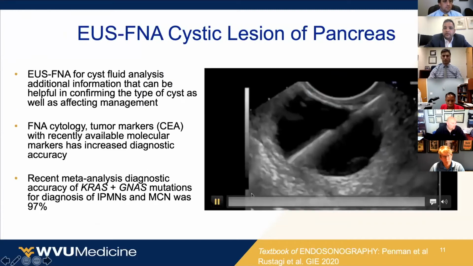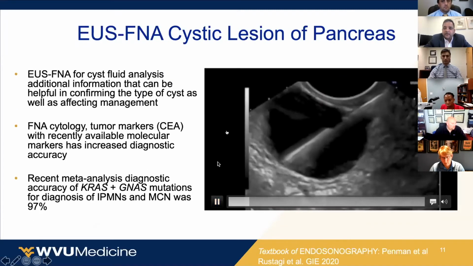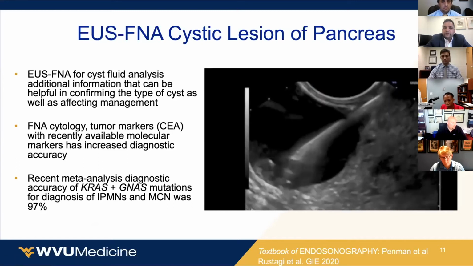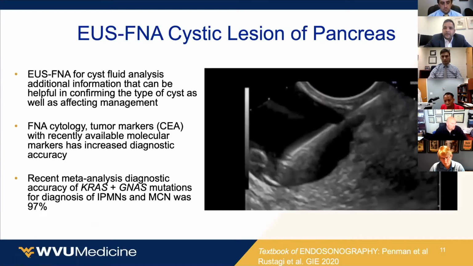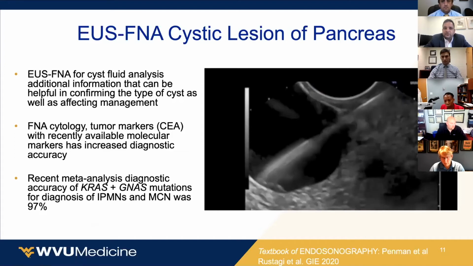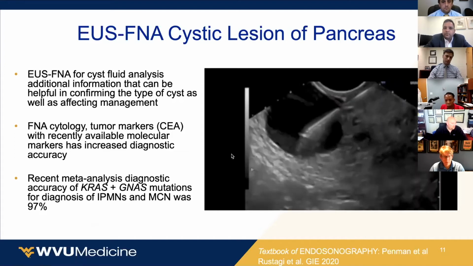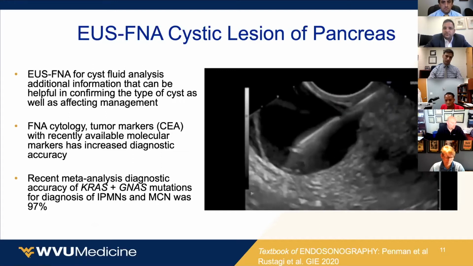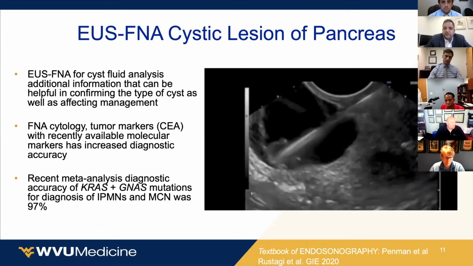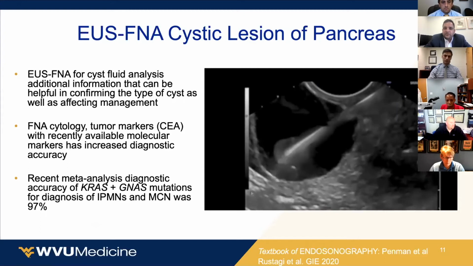Therefore, what we do, this is a video you see of a fine needle aspiration. We basically puncture these cysts and collect some cyst fluid for analysis: FNA cytology, tumor markers, and I think the game changer is the recently available molecular markers, which have increased diagnostic accuracy. There is a recent meta-analysis which looked into KRAS and GNAS mutations for IPMNs and MCNs, and the diagnostic accuracy, sensitivity and specificity for IPMNs was more than 90%.